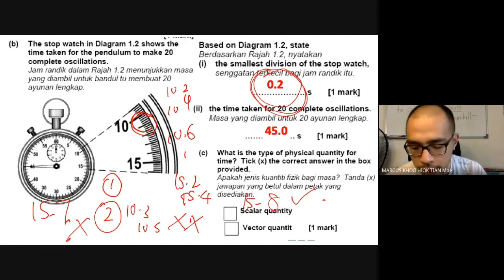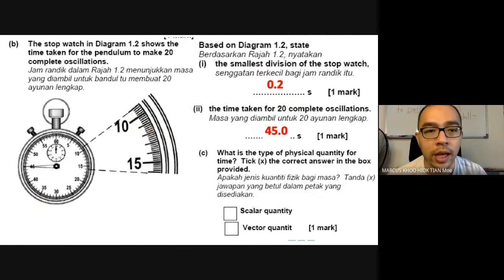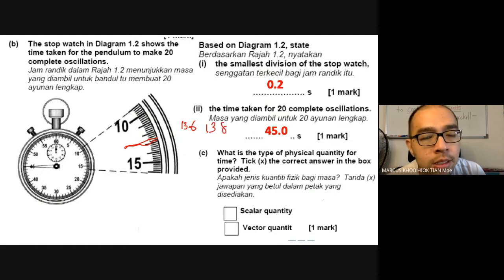Okay, but whenever I say this, always will have students they will ask me, but sir, what if the pointer here ngam in the middle of, for example, 13.6 and 13.8? It is not 13.6, it is not 13.8, it is ngam in the middle. Okay, so when this happens, I'm telling you it will happen lah. It does happen and I've seen it a lot of times.